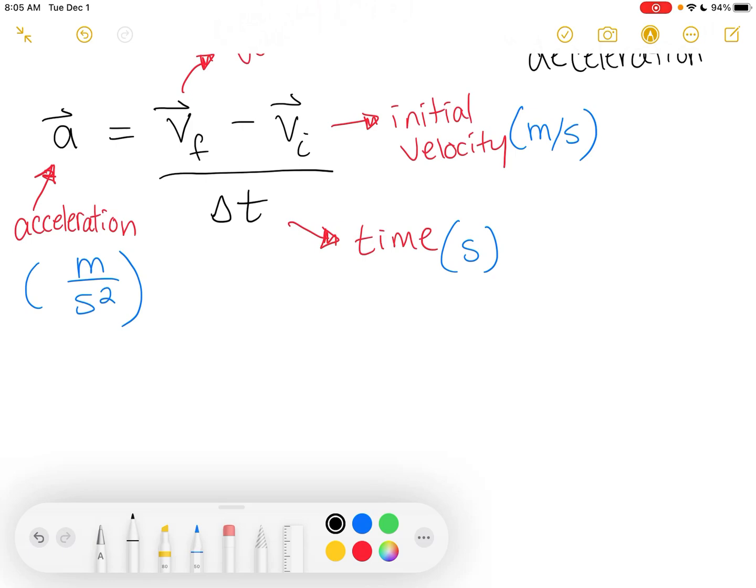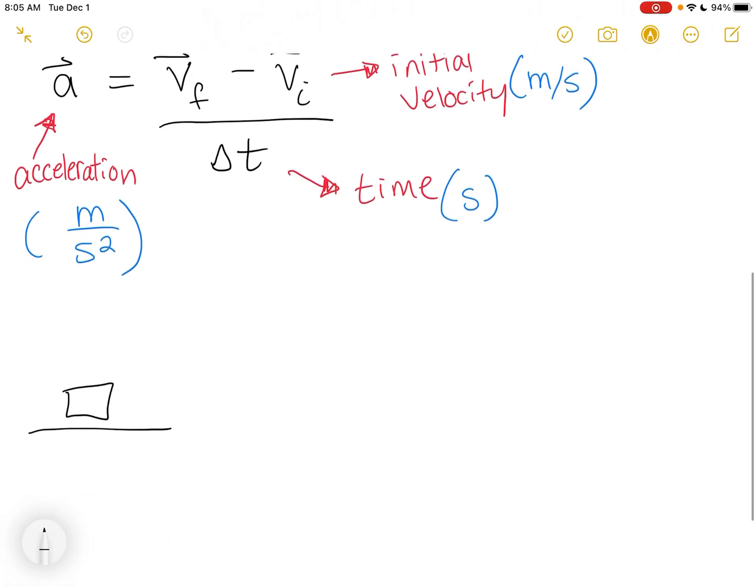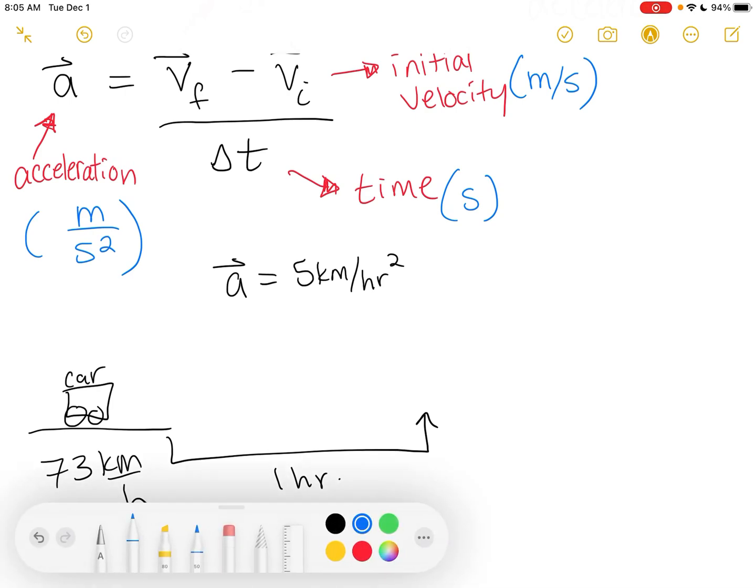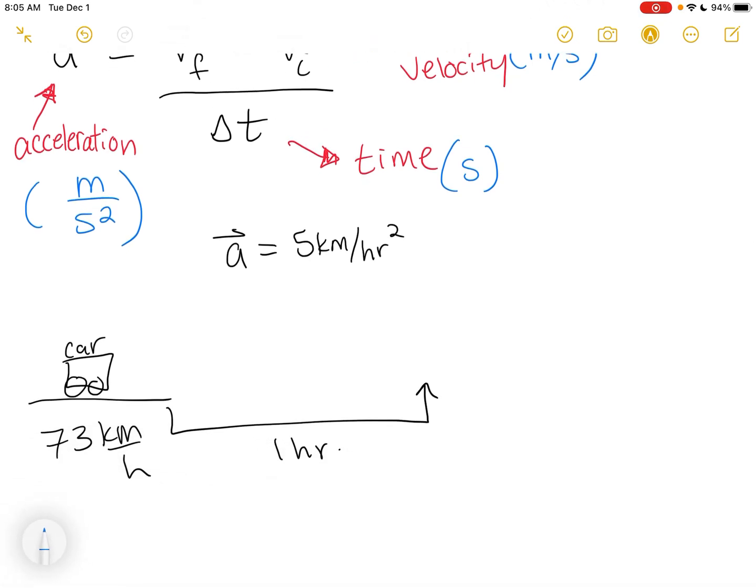So if we do a little practice question here, we're going to start out, we have this car, and my car is originally going 73 kilometers an hour, and then I let it go for 1 hour, and the car is accelerating at a rate of 5 kilometers per hour squared. So that rate of acceleration means 5 kilometers per hour. So if we let the car drive for 1 hour at that rate of acceleration, after the 1 hour, our car should be going 78 kilometers per hour.